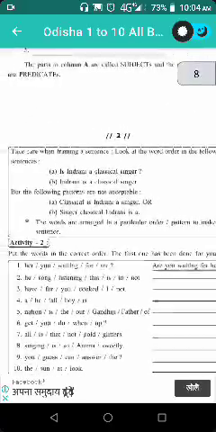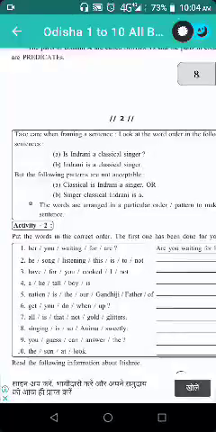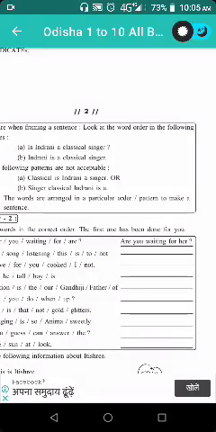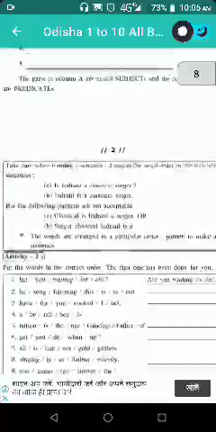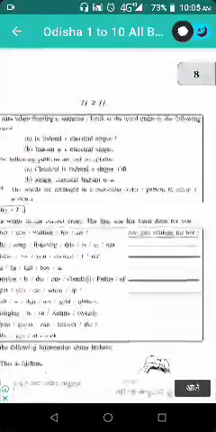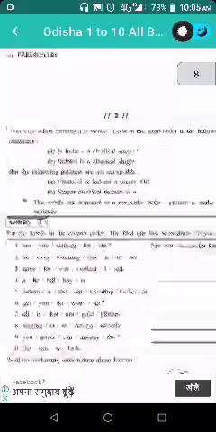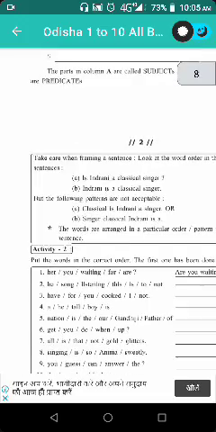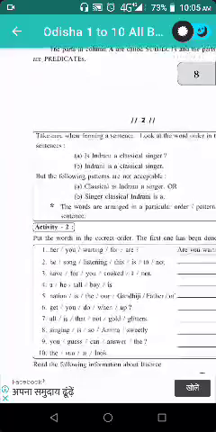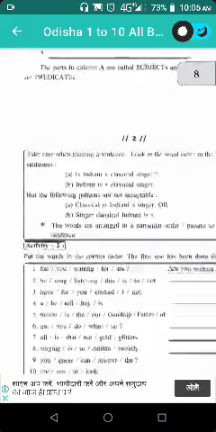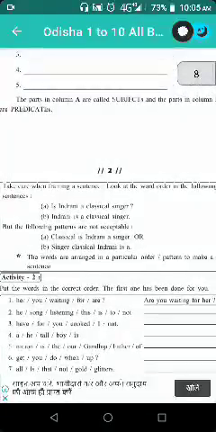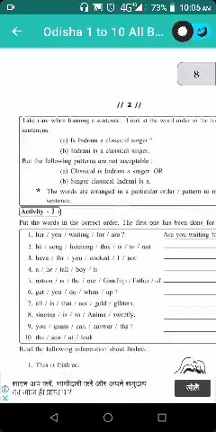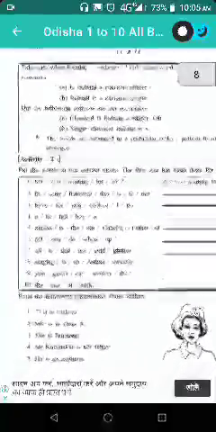Then activity 2: put the words in the correct order. The first one has been done for you. We create a meaningful sentence according to order. Order means subject plus verb plus object. Here in our first, how are you waiting for me? First question mark. So we choose an auxiliary verb. Auxiliary verb here is are. So, are you waiting for her? Then he is not listening to this song.